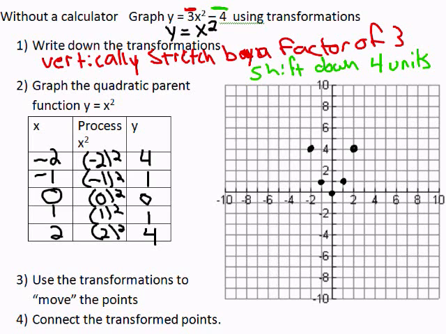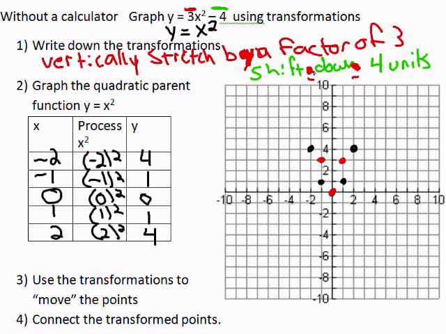Now our first step, again, is from our transformations. We're going to vertically stretch all of those points by a factor of 3. So what that means is we take the height, or the y values, and we multiply them by 3. So our y value for negative 2 was 4. We multiply that by 3 and we get 12. So 10, 11, 12. 1 times 3 is 3. 0 times 3 is 0. 1 times 3 is 3. And 4 times 3 is 12.